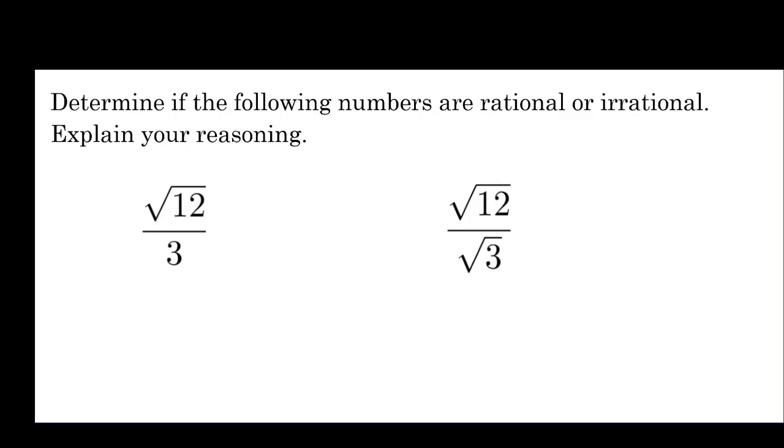Lastly, determine if the following numbers are rational or irrational and explain your reasoning. So we have square root of 12 over 3. So this is a ratio, it's a fraction, and we had this discussion on the first slide, so it's nice to bring it back on the last. The issue is square root of 12 is not an integer. And the definition of a rational number is a number that can be expressed as the ratio of two integers. So since square root of 12 is not an integer, the square root of 12 over 3, that number is irrational.